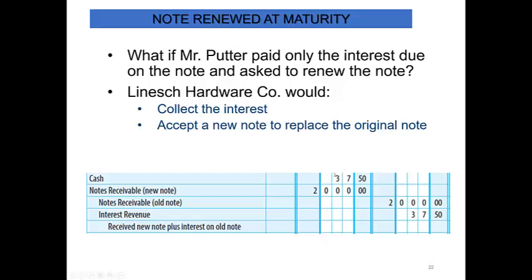So Putter gave us $37.50. That's all we received as far as cash. And that was interest revenue, so we'll be sure to credit interest revenue for that $37.50. But then we're going to remove the old note and replace it with a new note. And this is important because once the due date of the old note passes, it's really no longer valuable. So it's important that we get a new note with a new signature. So we physically show that we are removing the old note and putting the new note on the books.